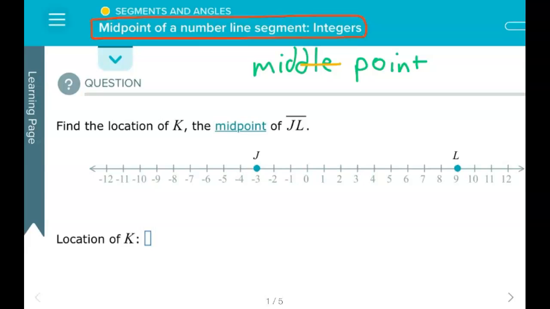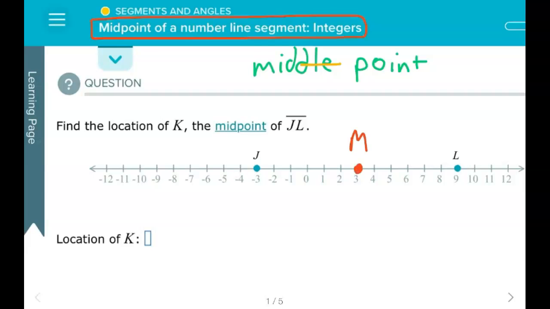We've got a point at -3 and 9. Now that's 12 across if you count when you move. So 1, 2, 3, 4, 5, 6, 7, 8, 9, 10, 11, 12. So the midpoint is going to be 6 away from there. So 1, 2, 3, 4, 5, 6. And as I said, you count when you move.